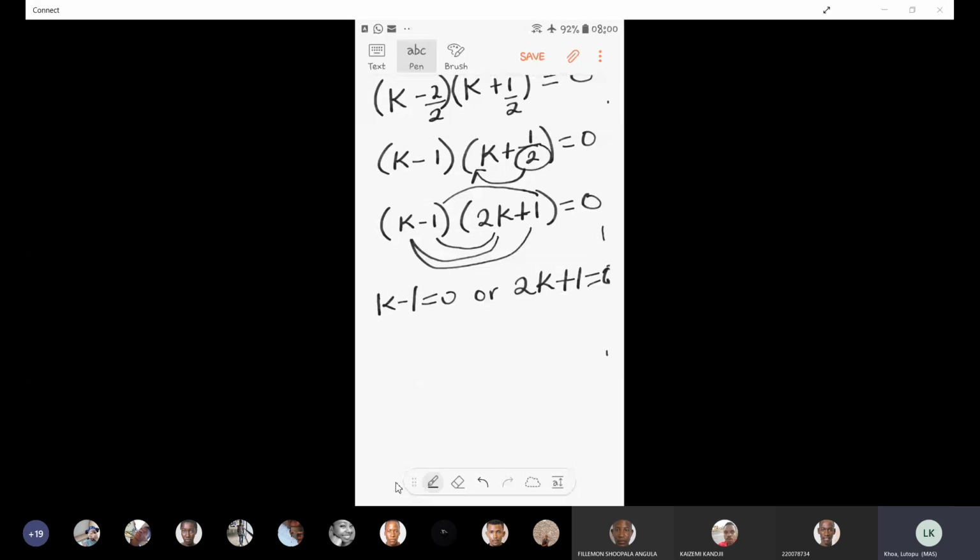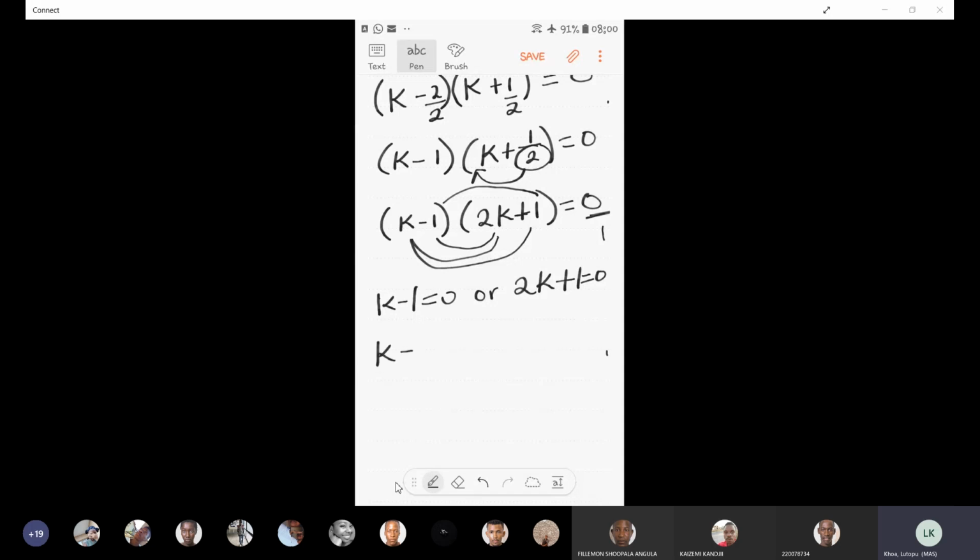Now this is true only when your answer or your product is equal to 0. If I had any other number over there, I cannot do what I have just done. So if it was 2, for example, I cannot say k minus 1 is equal to 2 or 2k plus 1 is equal to 2. Because if two numbers are multiplying and the answer is equal to 2, it doesn't mean that one of them must be 2. It is possible to find two numbers different from 2, and their product is 2. But with 0, if two numbers are multiplying and the answer is 0, it means one of them must be 0. It's a must. Okay?